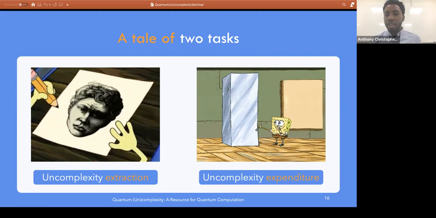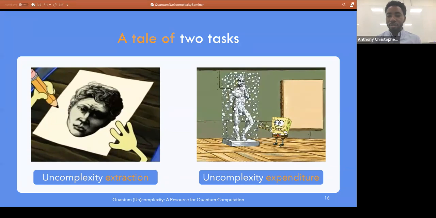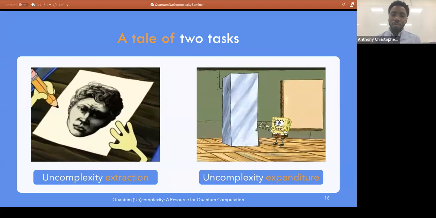The other operational task, which oddly enough has another analog within the same episode, is uncomplexity expenditure. The idea here is that you start off with the resource you desire and you want to expend it in order to create some state that you want. In this case, it starts off with the marble, which is the simple resource, and by some operation creates some state, here the statue of David.